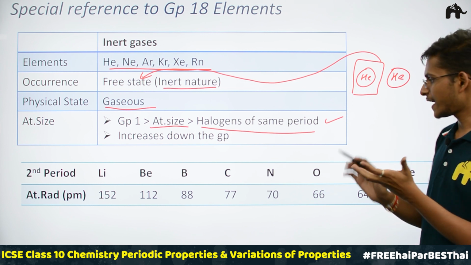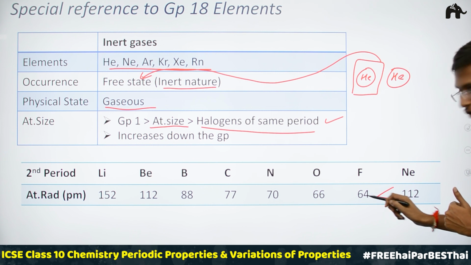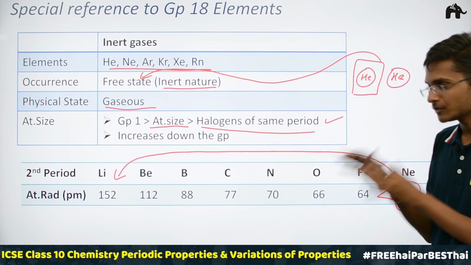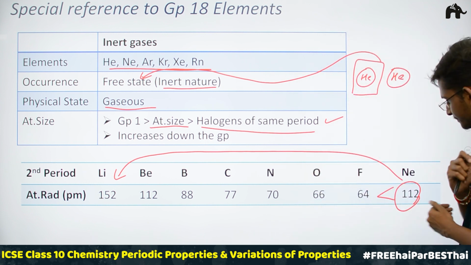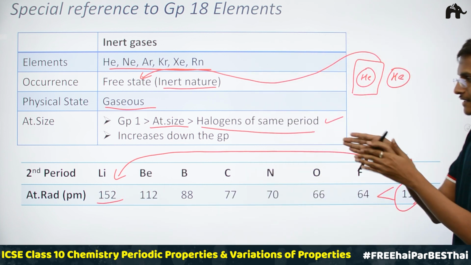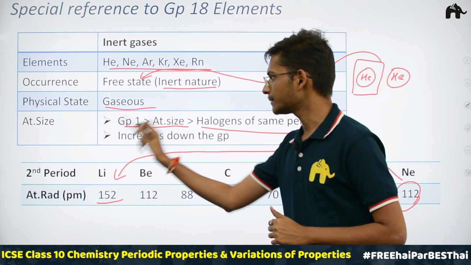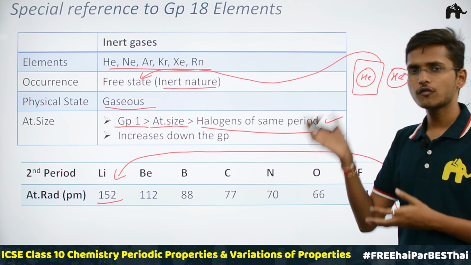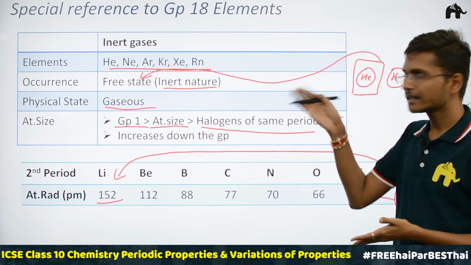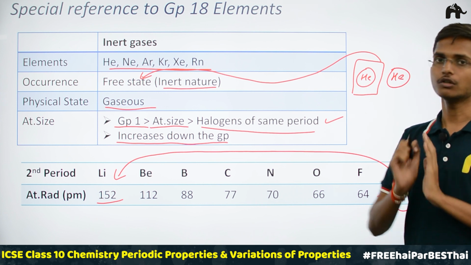And also one more fact: though the atomic size of noble gases is greater than the halogens, it is lesser than the alkali metals of the same period. See, neon has an atomic size of 112 and lithium has 152. So it is lesser than the alkali metals, the group 1 metals. And it also follows the trend of atomic size. When we move down the group, atomic size increases. So inert gases also follow the same trend; their atomic size also increases as we move down the group.